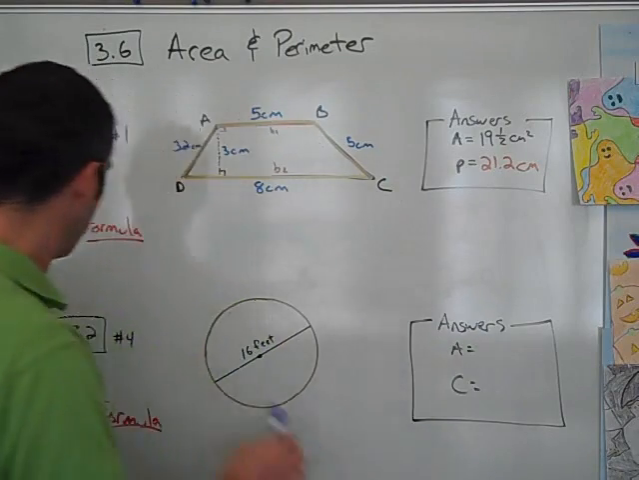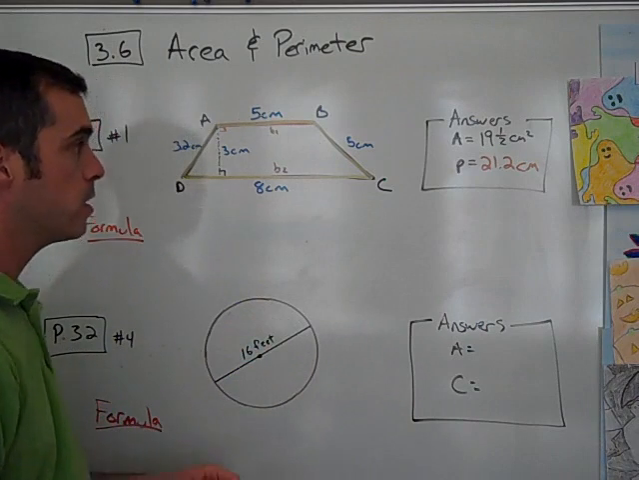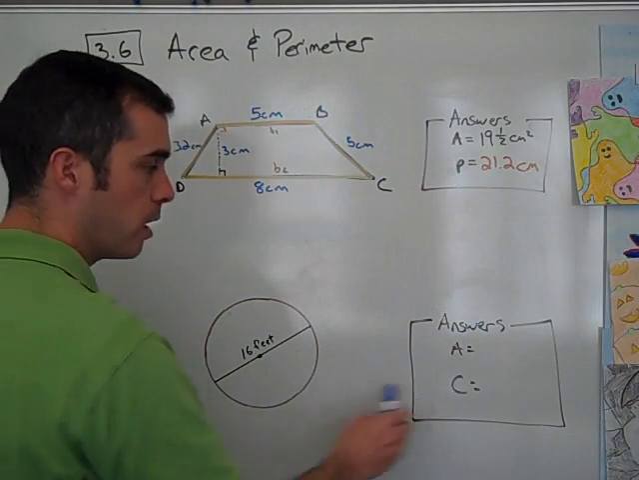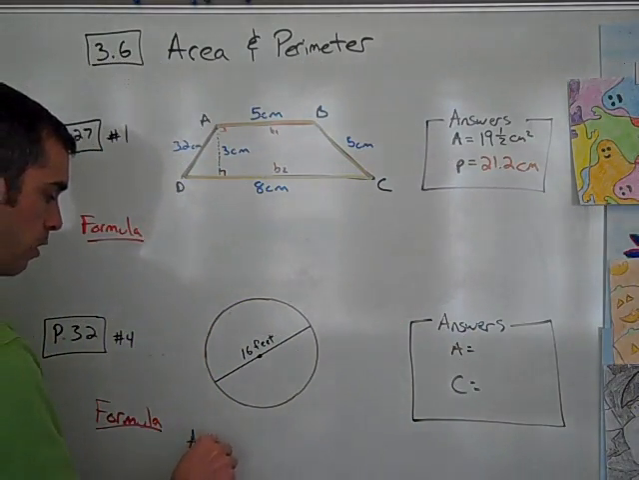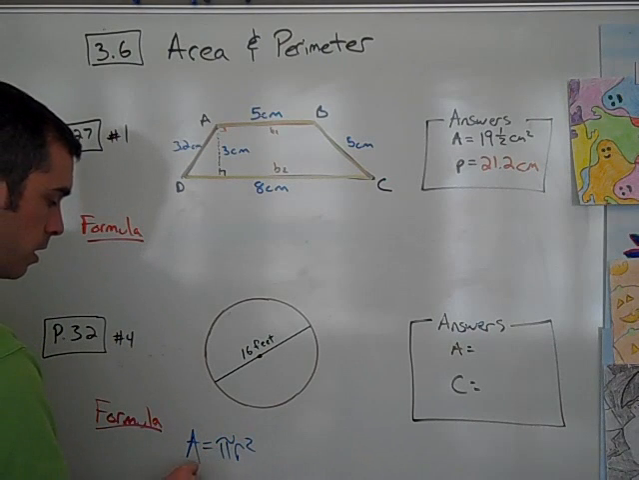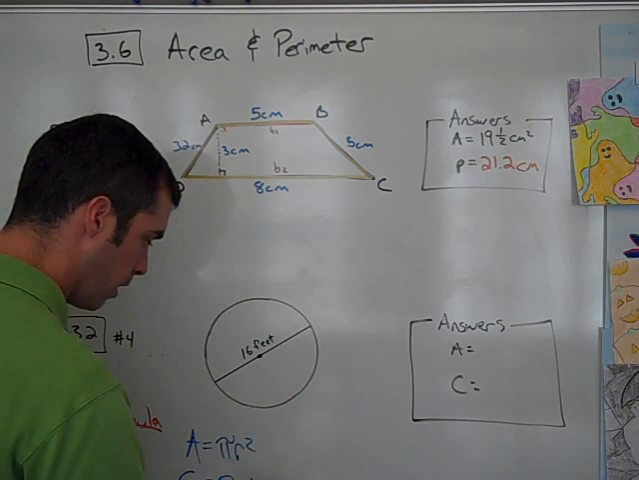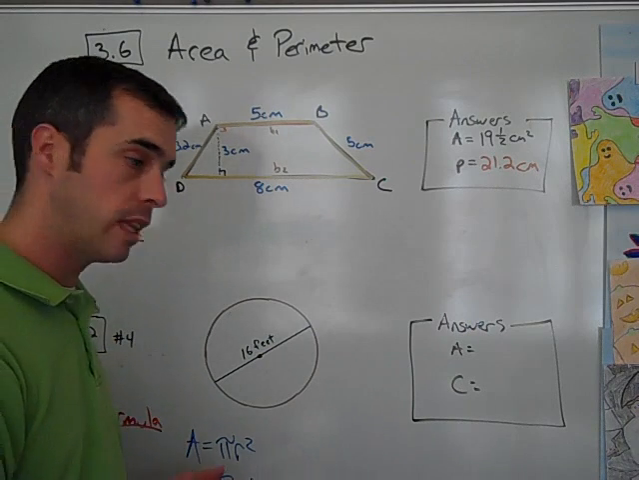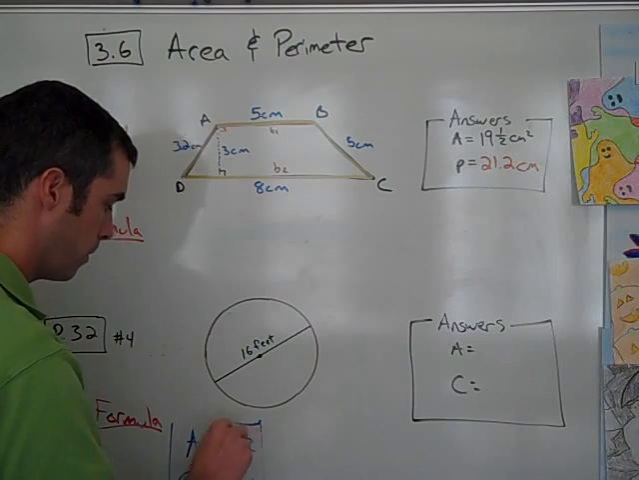Okay, moving on to page 32, number 4. This is area and circumference of a circle. Remember, when we find a perimeter of a circle, we call it circumference. The formulas I'll be using are area equals pi times radius squared. Circumference is pi times the diameter. We could also call it 2 times pi times the radius. Again, the commutative property would let us see that twice the radius is the diameter. So either one of those work.